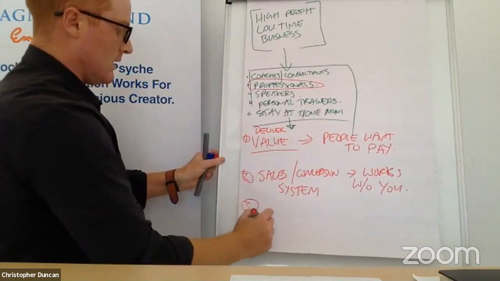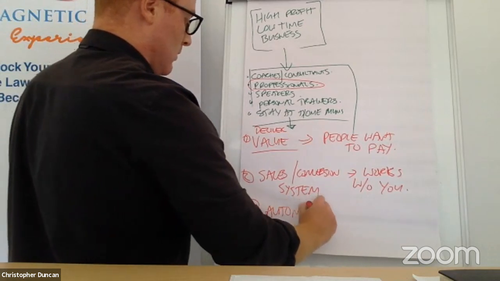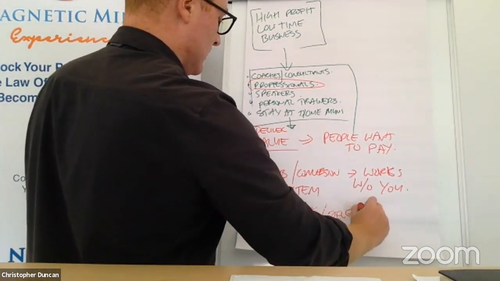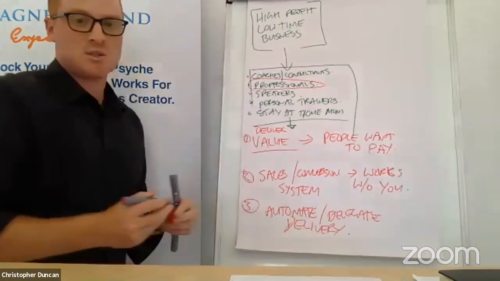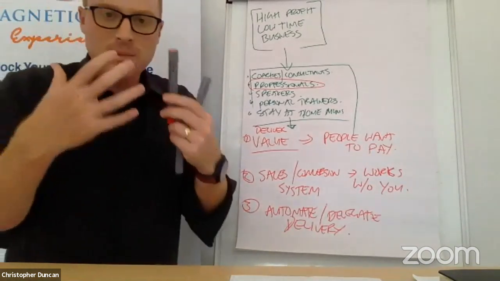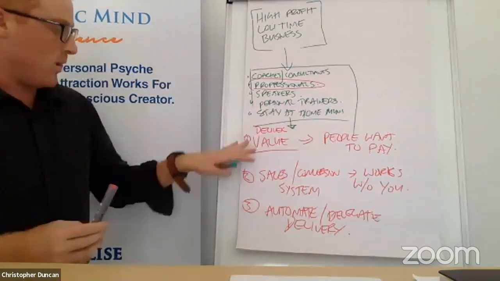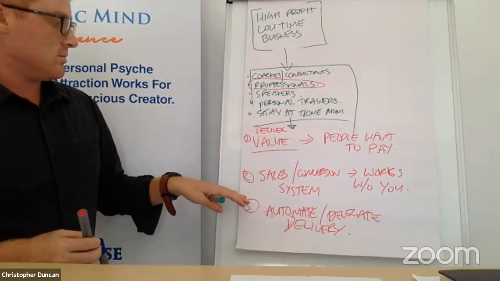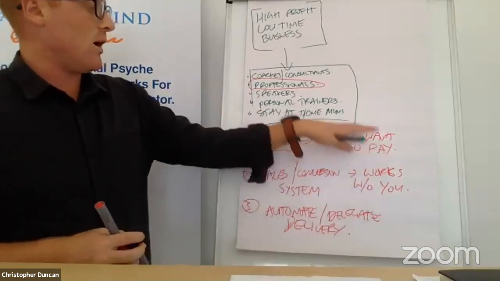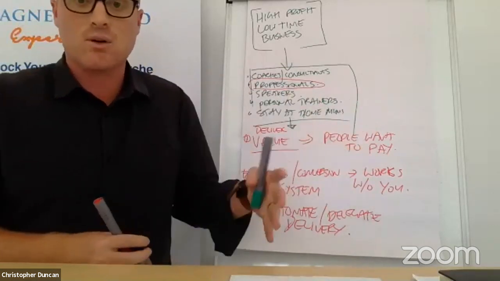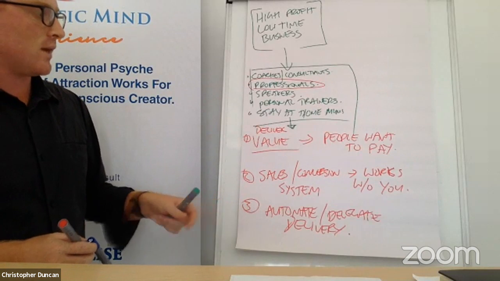Then step 3 is create a, automate or delegate the delivery. Now, obviously, I'm just making this up on the spot, but let me ask you, can you guys see how, by having a model that I've just made up, 1, 2, 3, deliver value, sales and conversion system, automate and delegate delivery, I'm starting to position myself as the authority by having a system? Okay. Now, obviously, we need to unpack this even more, right?